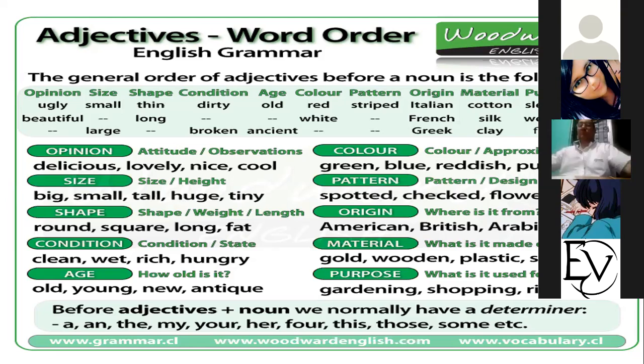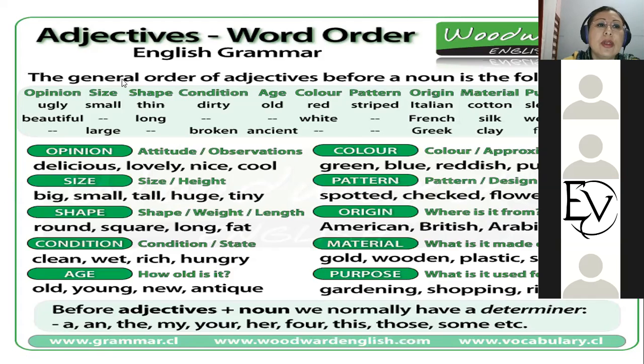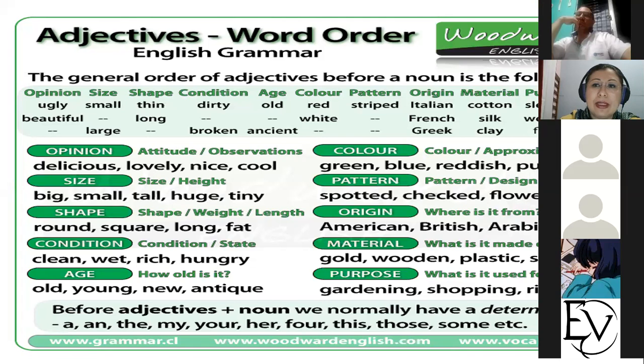So here I have some words, and I would like you to think of one example using one of those categories: opinion, size, shape, condition, age, color, pattern, origin, material, and purpose, okay? I will give you 1 minute to think about one sentence that you can make using one of those adjectives. Le voy a dar un minuto para que ustedes vean con cuál de esos adjetivos quieren hacer una oración y nos la dicen, ¿verdad? Puede ser opinion, size, shape, condition, age, color, pattern, origin, and so on. Okay, I'll give you 1 minute. Le voy a dar un minutito para que lo piense.